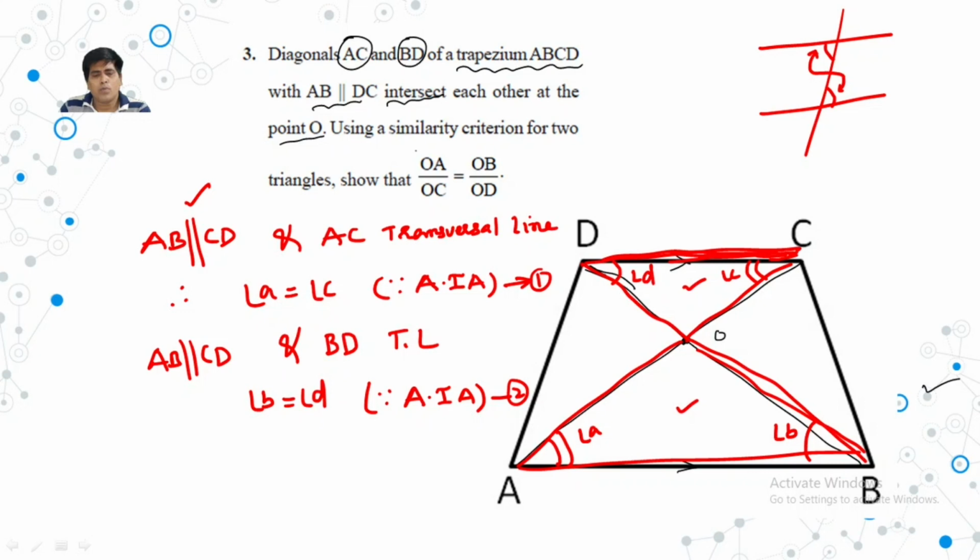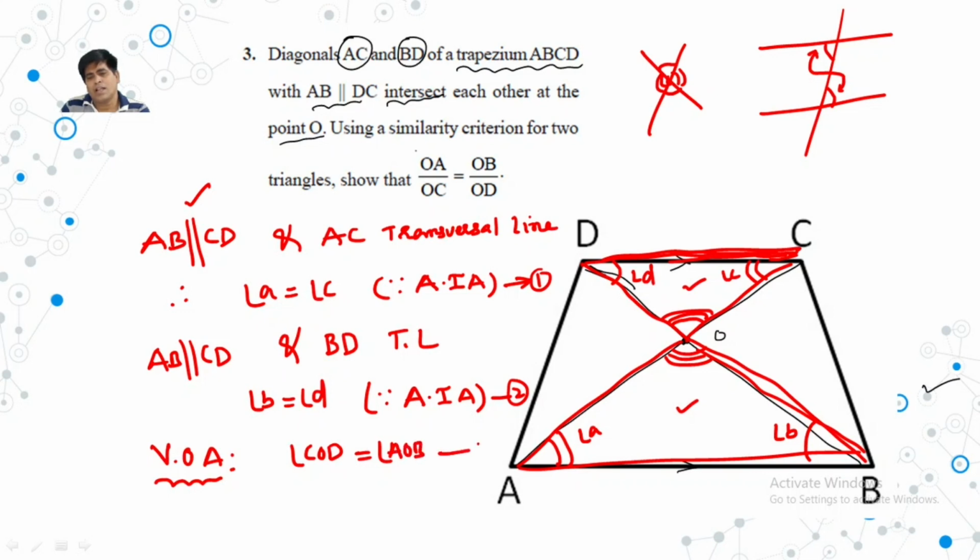Next, we talk about one more kind of angle, that is VOA. What is VOA? Vertically opposite angles. Vertically opposite angles are always equal. This angle is equal to this angle, and this angle is equal to this angle. Here I am getting vertically opposite angles. So angle COD is equal to angle AOB. So I got three angles.